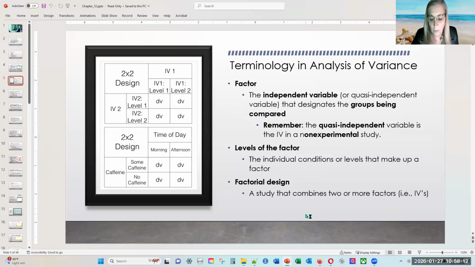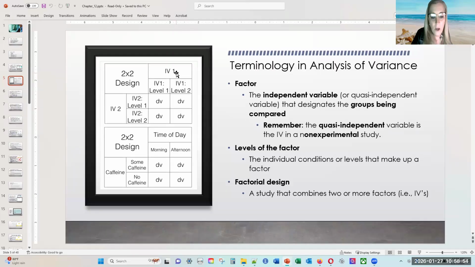So we call these factorial designs because there can be more than one factor, or more than one independent variable. So not only can you have three or more groups in a factor, but you can have more than one factor. And this is sort of what it would look like if you were doing a factorial design with more than one factor. And this is sort of the simplest design.